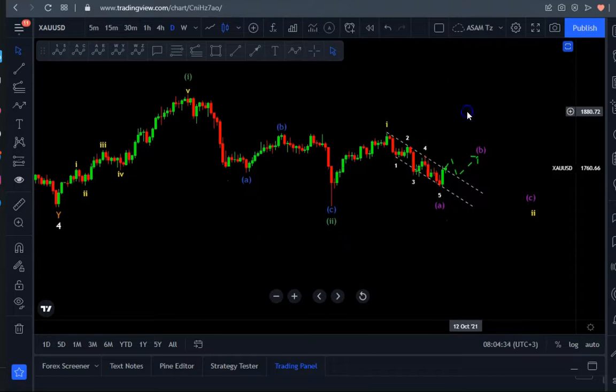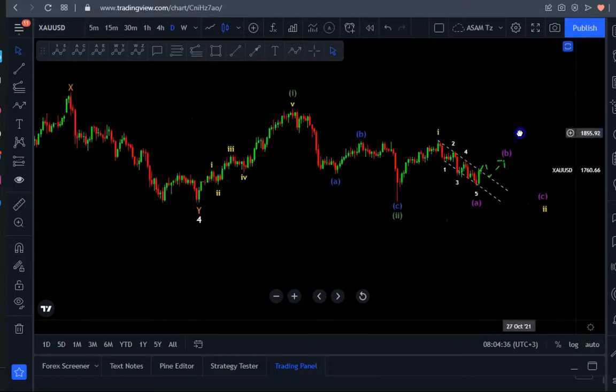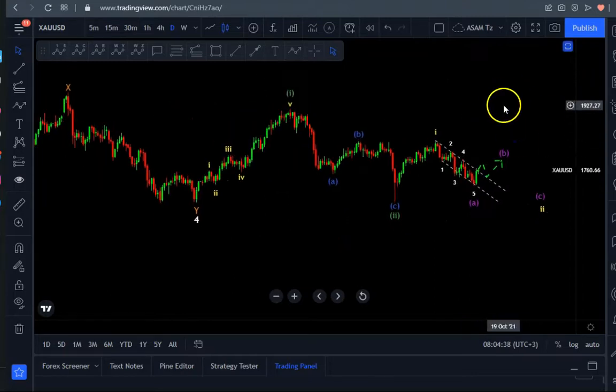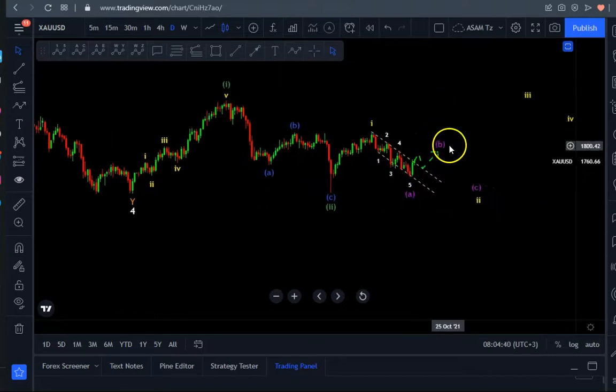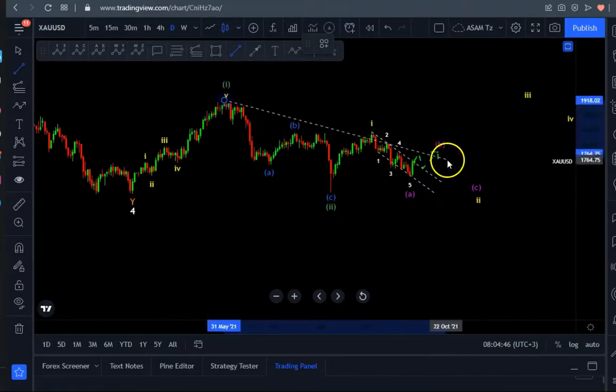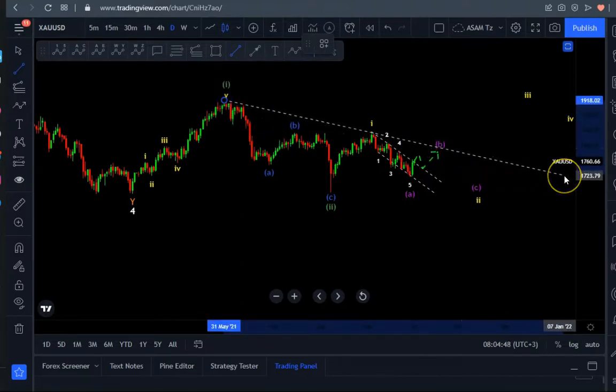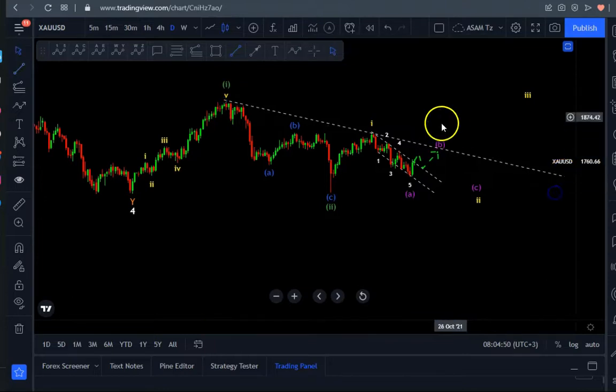So now this is just a very sharp analysis, but we can include other things. We have a target of this wave B. So how far this wave B can move, we can add this upper channel again. We can add this upper channel. So we expect this upward move will hit this upper channel, and then it will start falling.